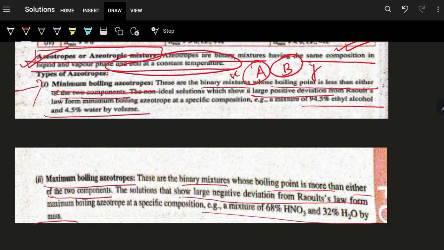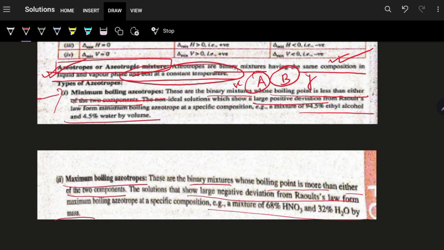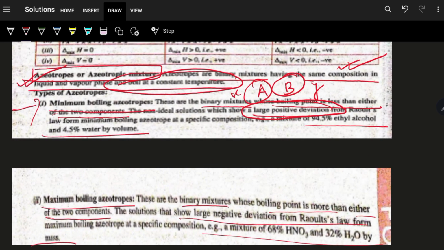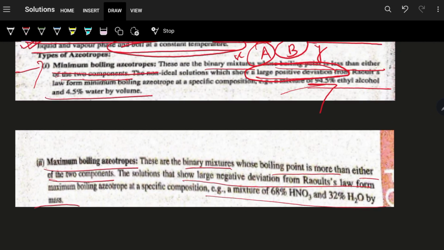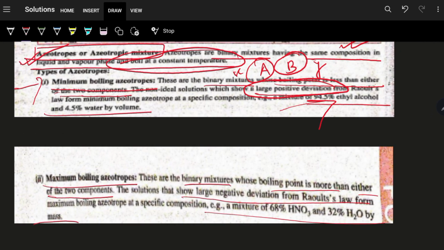Since the boiling temperature is less, it means they boil easily. If they boil easily, that means more and more vapors are obtained. Since more and more vapors are obtained, they show large positive deviation from Raoult's law. So minimum boiling azeotropes show large positive deviation from Raoult's law. And at a particular composition, 94.5% ethyl alcohol mixed with 4.5% water by volume can produce a minimum boiling azeotrope.